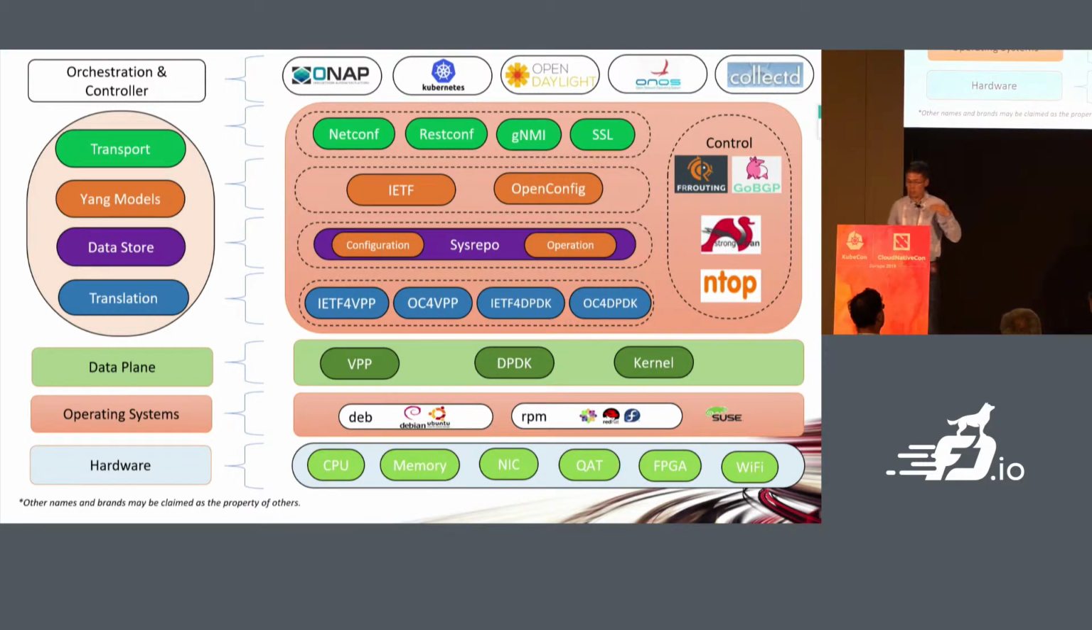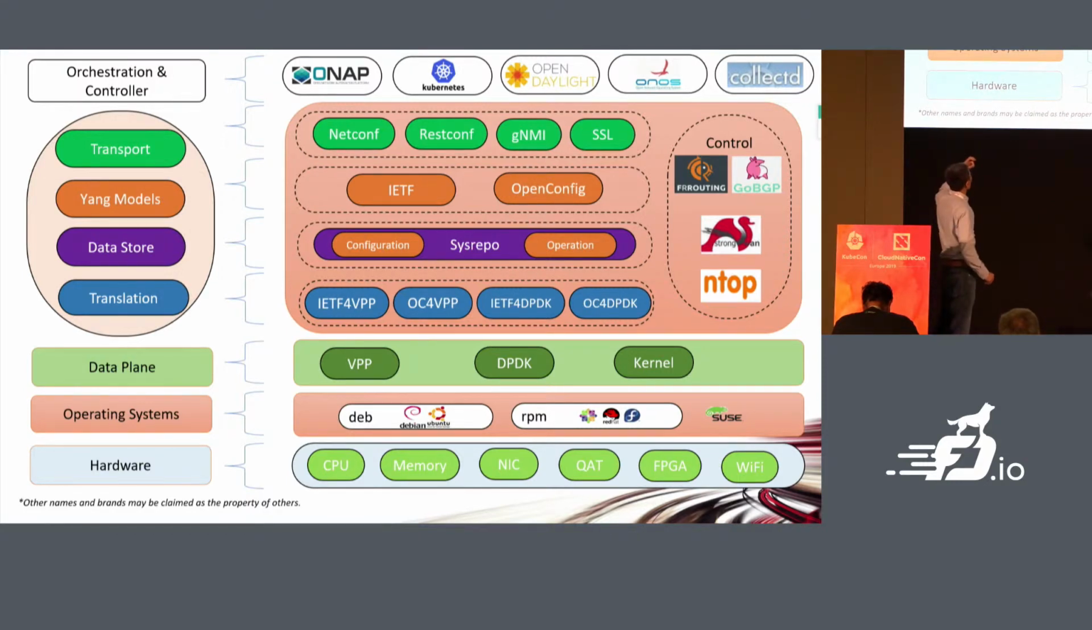On the Yang models, currently we support two main Yang models. One is IETF, and another is OpenConfig. IETF is mainly maintained by the IETF organizations, which is used for telecom equipment. And OpenConfig is organized by the OpenConfig group, so it will be used for the cloud. The next layer is the data store layer. Currently, we are leveraging the sysrepo data store. It can be used for the configuration and operational state.